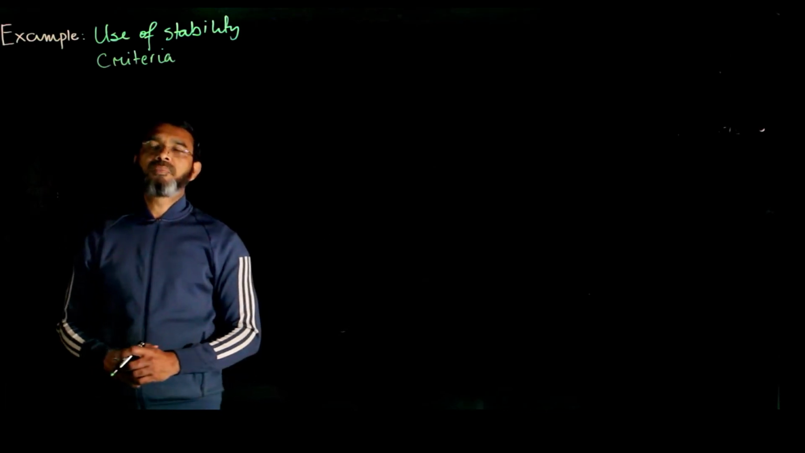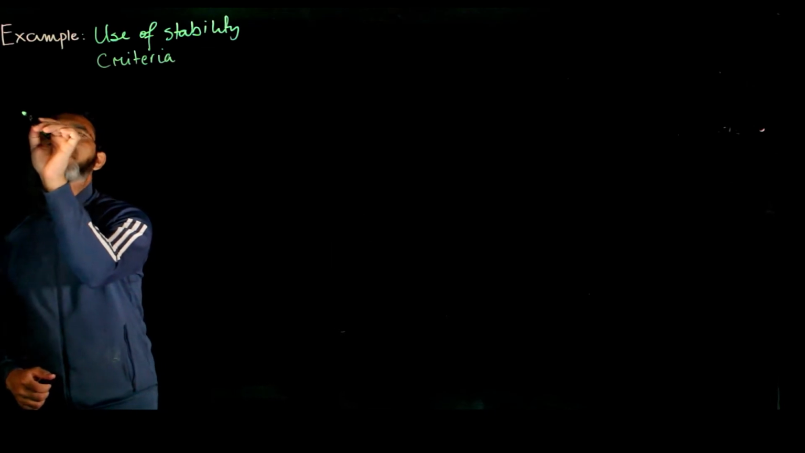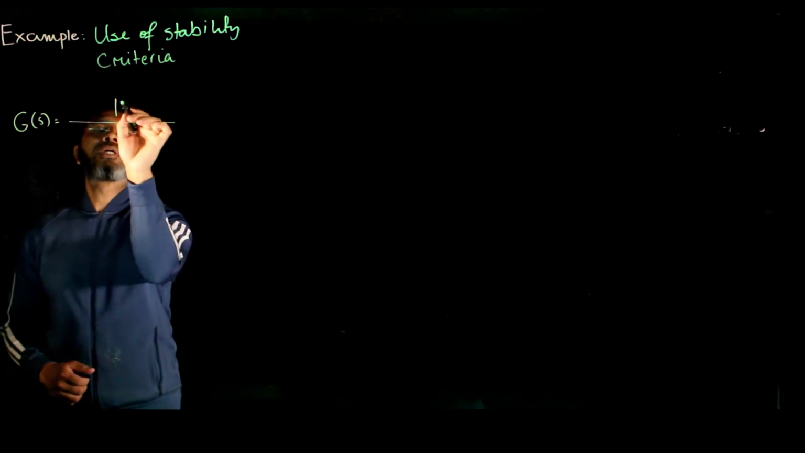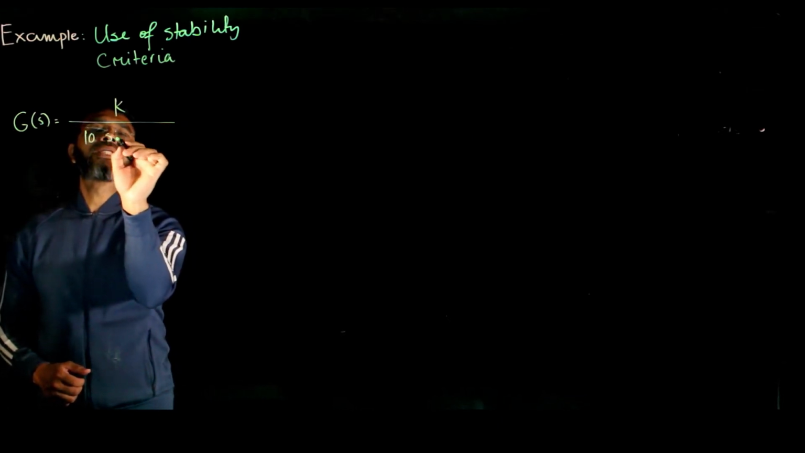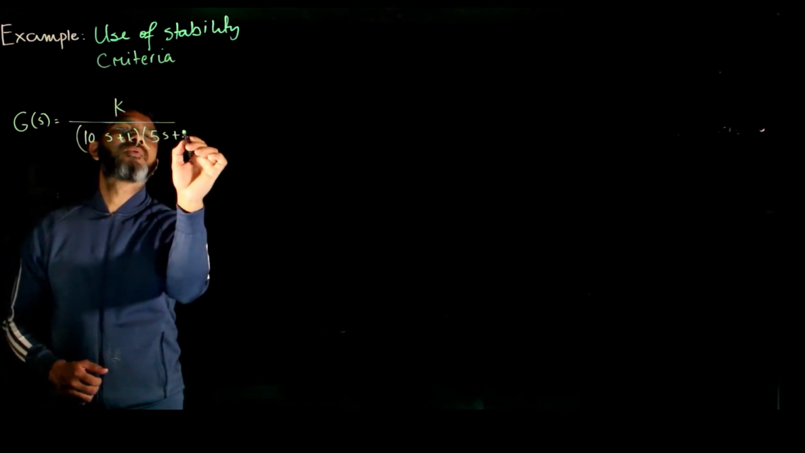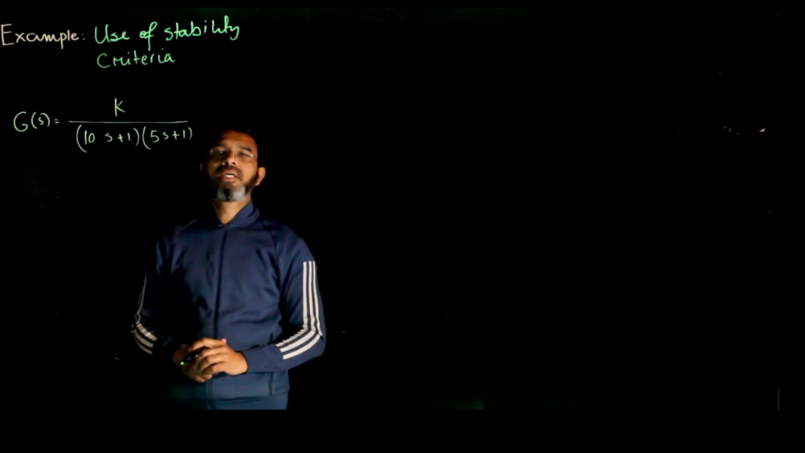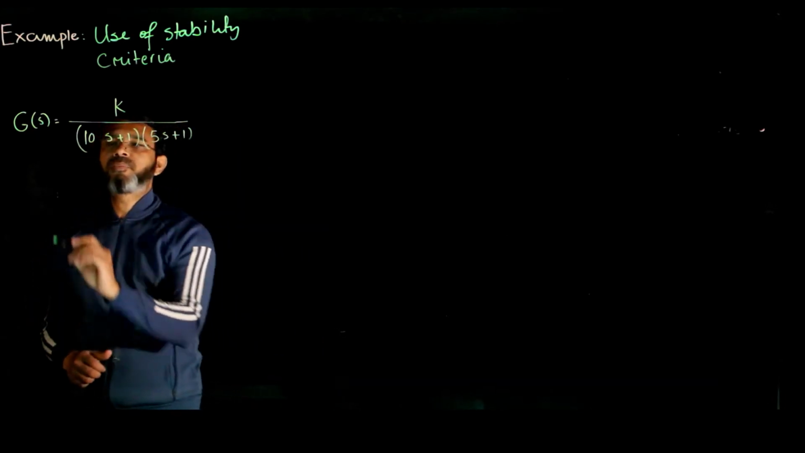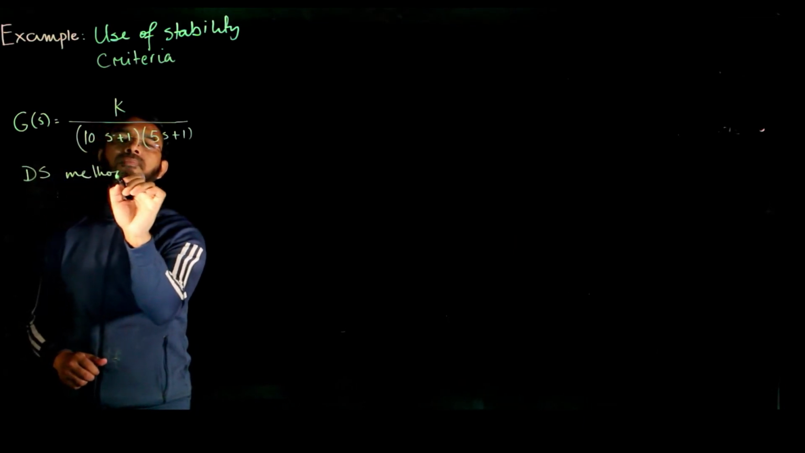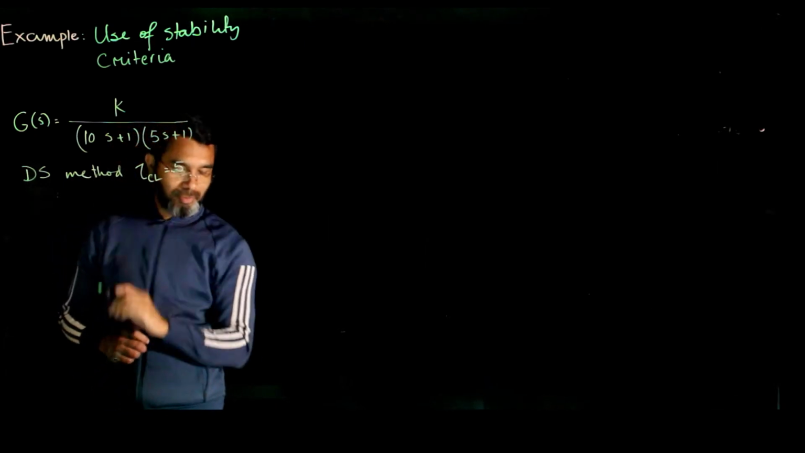This is another case of stability analysis where we are given a process by a transfer function k over (10s plus 1)(5s plus 1). And it's given that a controller is designed for this process using the direct synthesis method with tau CL equals 5.